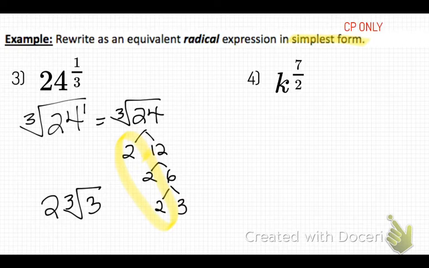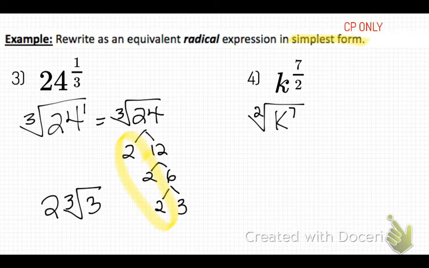Okay, is this too crazy? Yes. Okay. What about number 4? What's the root for number 4? 2. Good. What goes inside? And what about my power? 7. Good. Is that fully simplified?